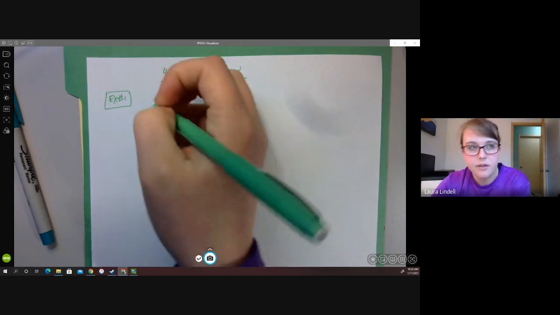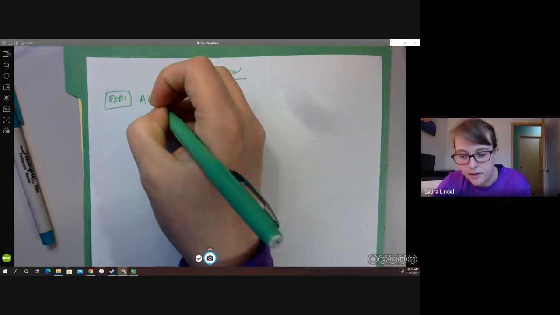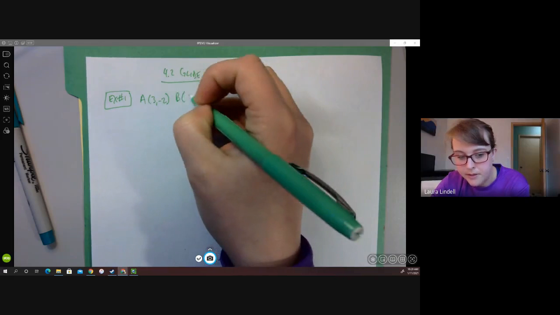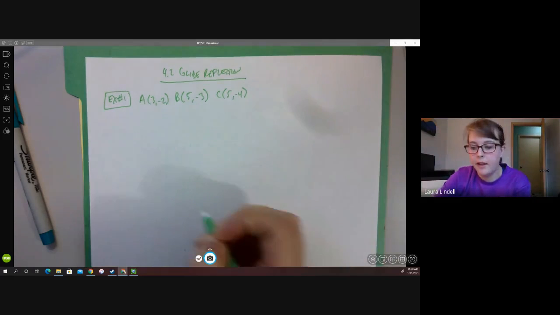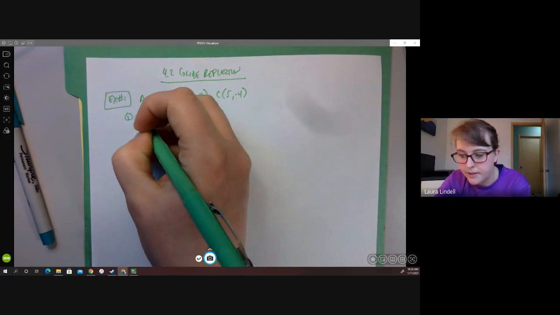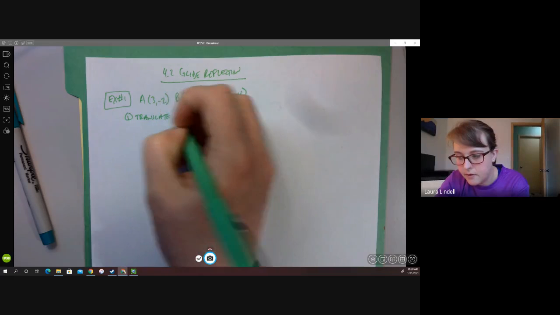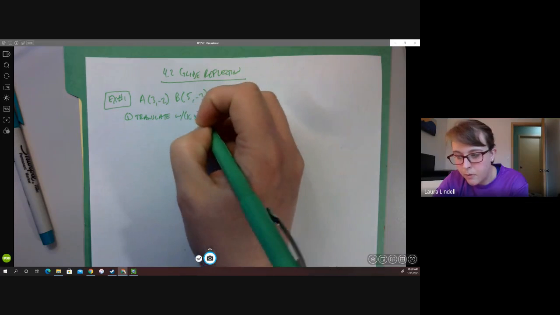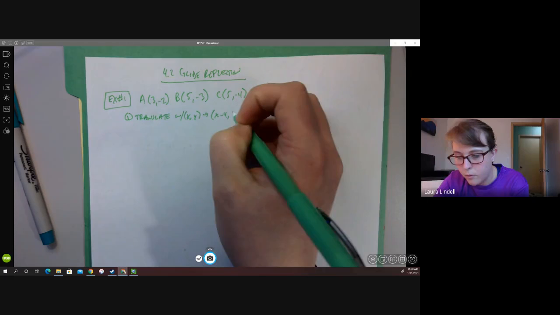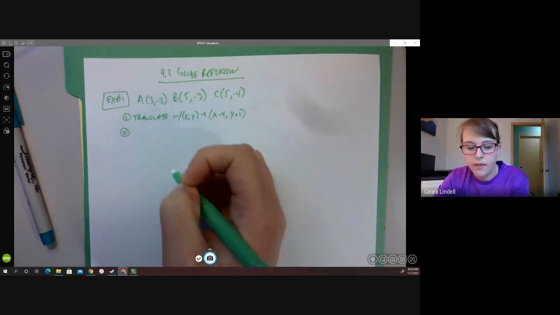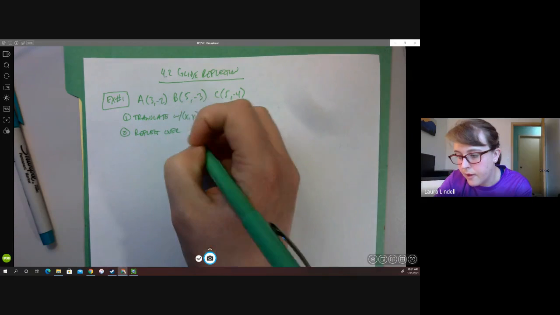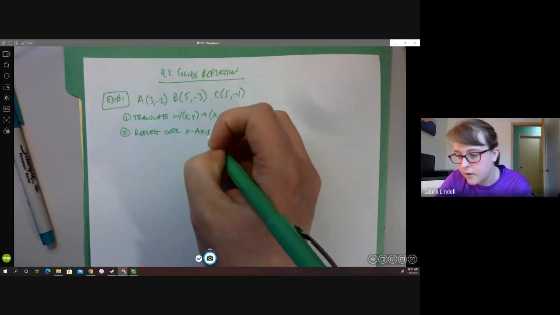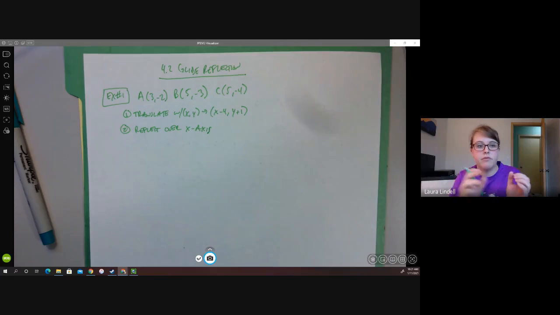So example number 1, we're going to start with the shape. A is going to be (3, -2). B is going to be (5, -3). And C is going to be (5, -4). And the first instruction is going to be to translate with the instructions (x, y) goes to (x - 4, y + 1). And then the second instruction is going to be reflect over the x-axis. On Big Ideas, you might also see it written as reflect it in the x-axis or something like that. It means the same thing.